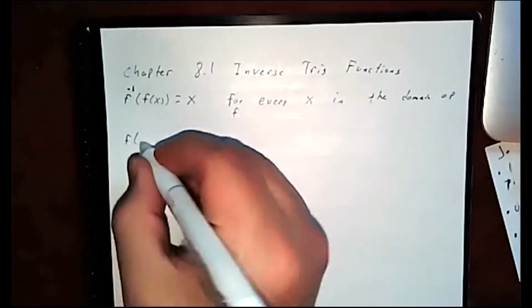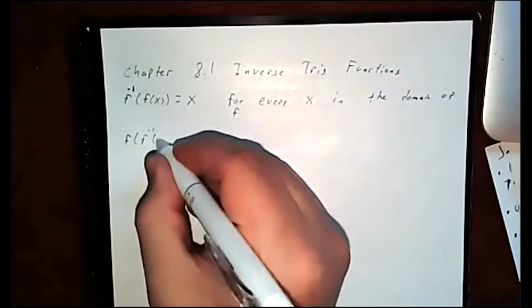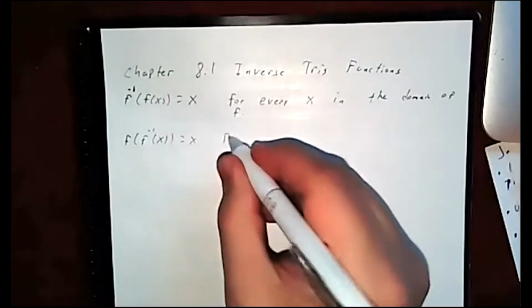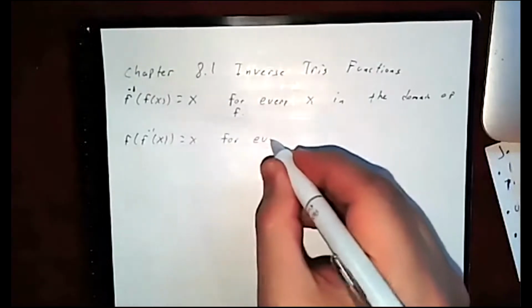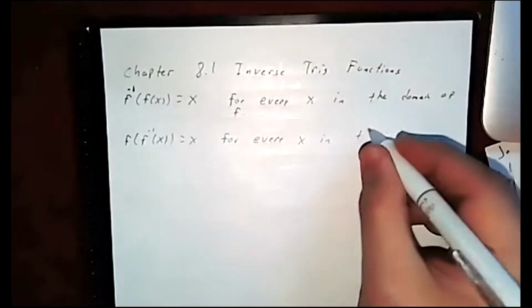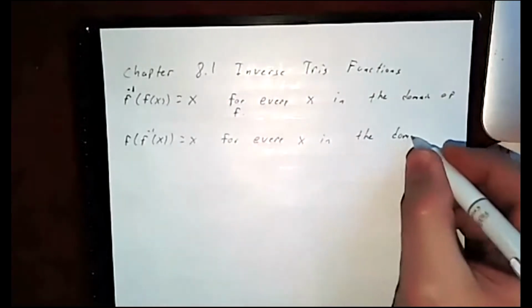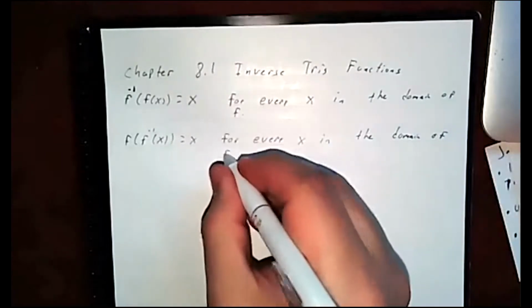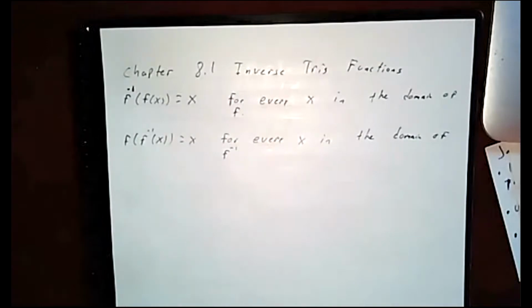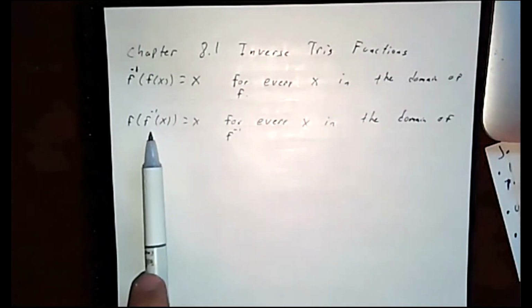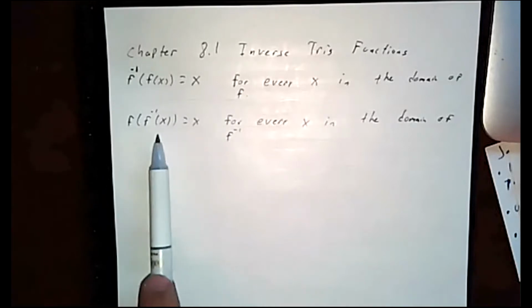Now the other way, f of f inverse is equal to x for every x in the domain of f inverse. So basically they cancel depending on the one that's inside. So the one inside here, that's the domain we care about. Okay.